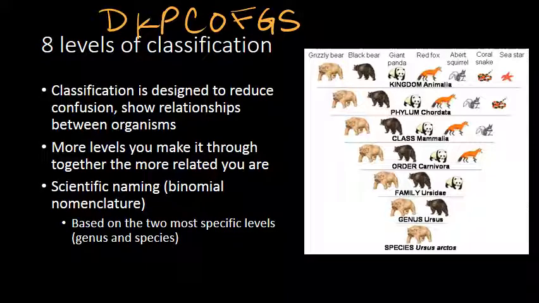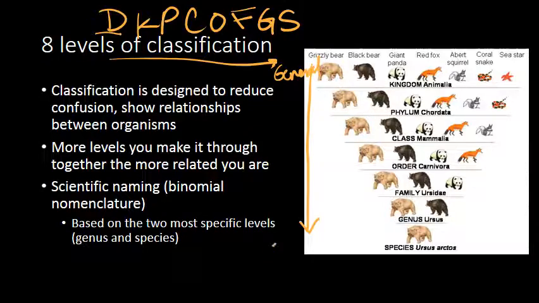Okay, so let's look at the 8 levels. In this picture that you've got right here, you're missing the topmost level, which is domain. The reason why is domain is the most general level, and as we go down to species, it gets more specific. We usually leave off domain because it is so general. So on the picture, again, remember, as we go down, we go from general to specific. And the idea is that the more related you are, the more levels you will have in common.